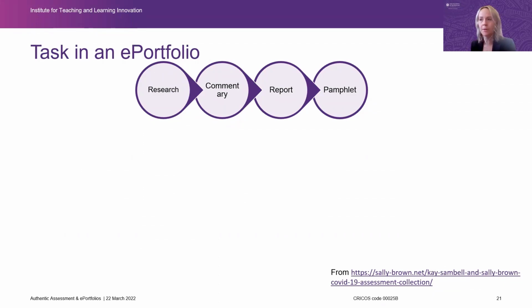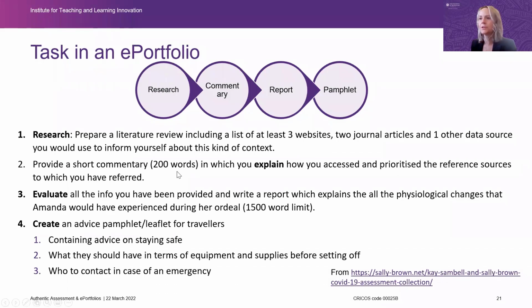And again, we're going to make them do that with that annotated bibliography. And then they can write a short commentary next, justifying why they chose those resources. And then they can write a report. So that's the meaty bit. That's maybe 1,500 words. They have to write a report documenting everything as I just said, all the effects on the body. And then they're going to ultimately produce this authentic piece of work, a pamphlet. And this is what it looks like.